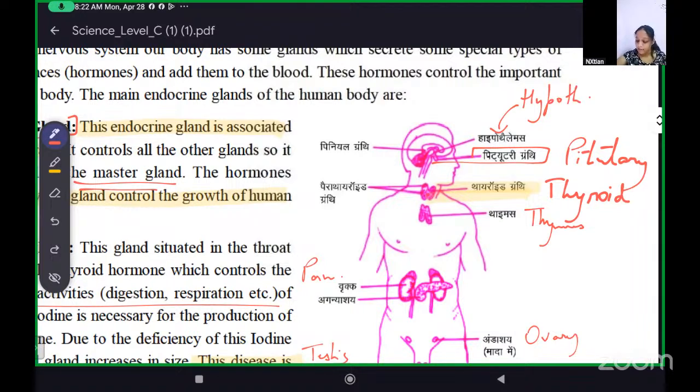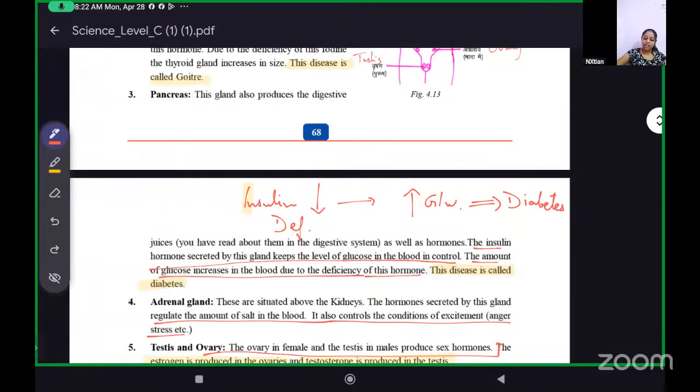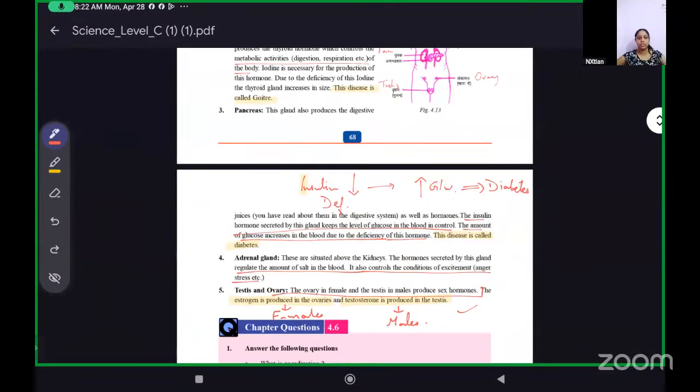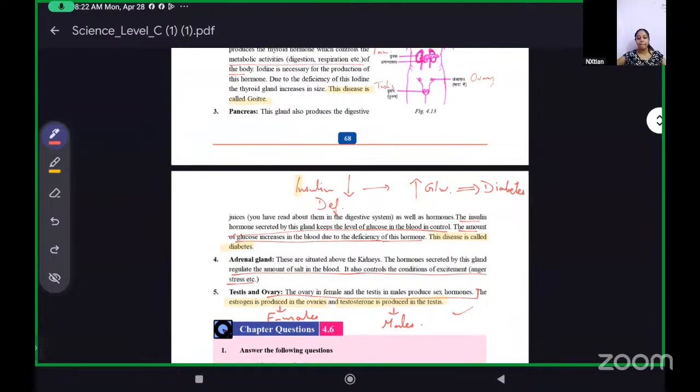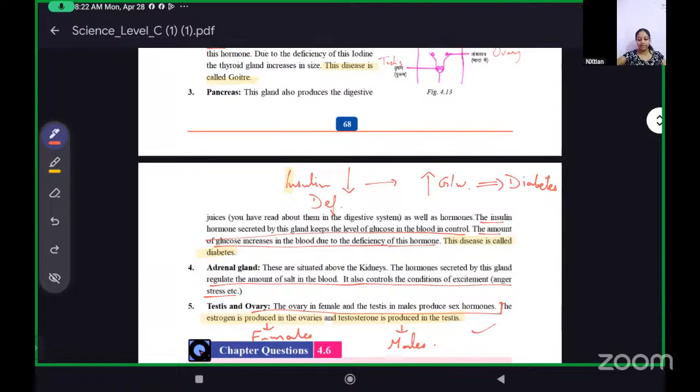Okay, so this is the parathyroid gland. I'll share this diagram with you all in English, so don't worry about that. The main thing you have to do is these five glands. Do them thoroughly. I'll share the diagram with you.